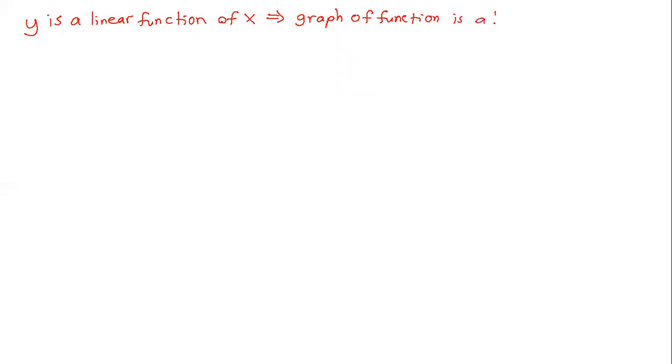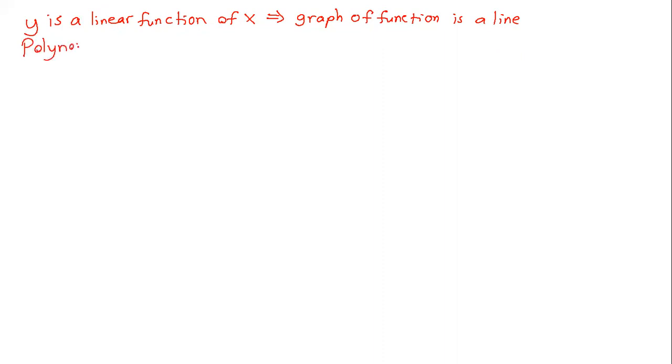A few more things is that we can start to put them in categories. So for example, if y is a linear function of x, that means the graph of the function is a line. Something like y equals mx plus b. So the linear functions have their y grow at a constant rate.